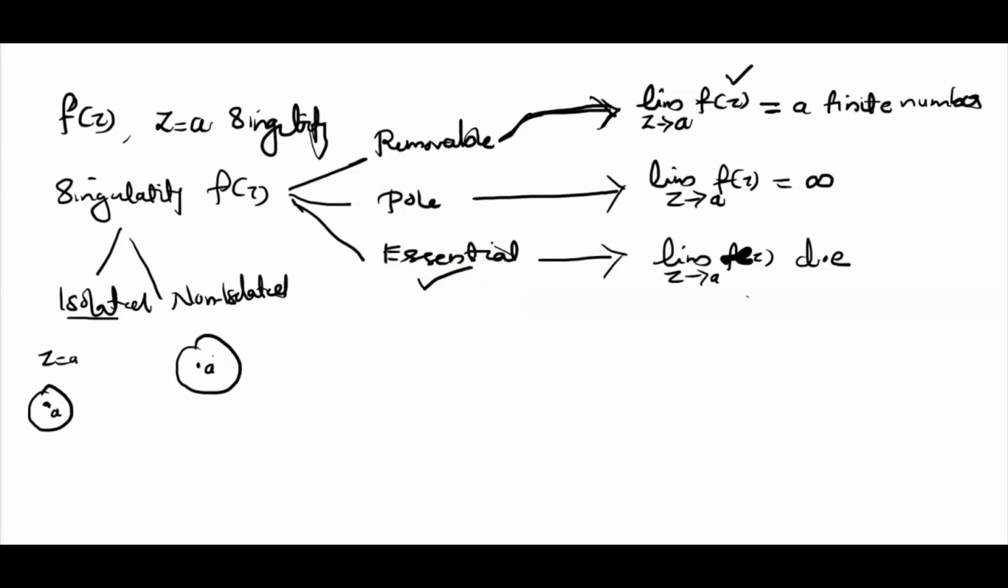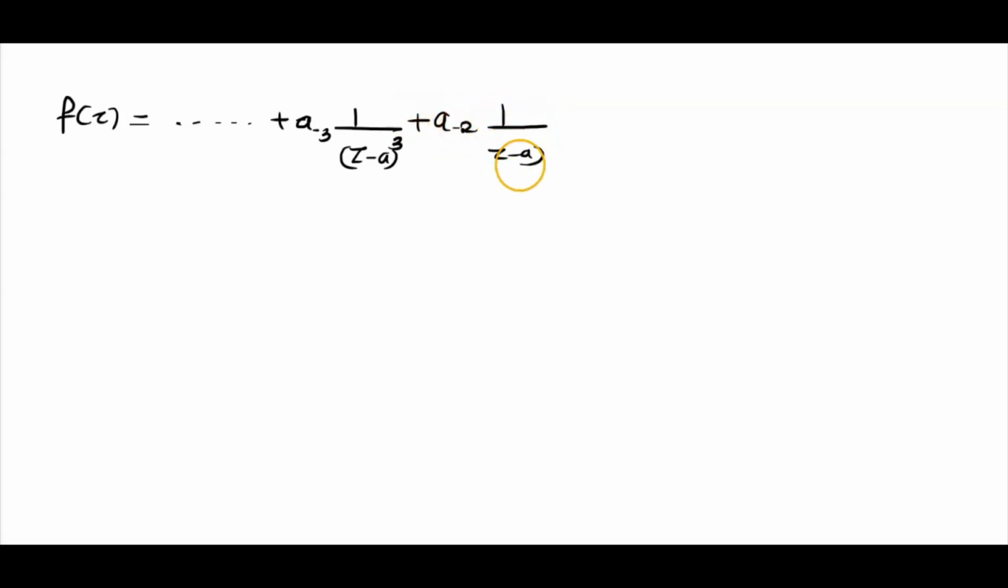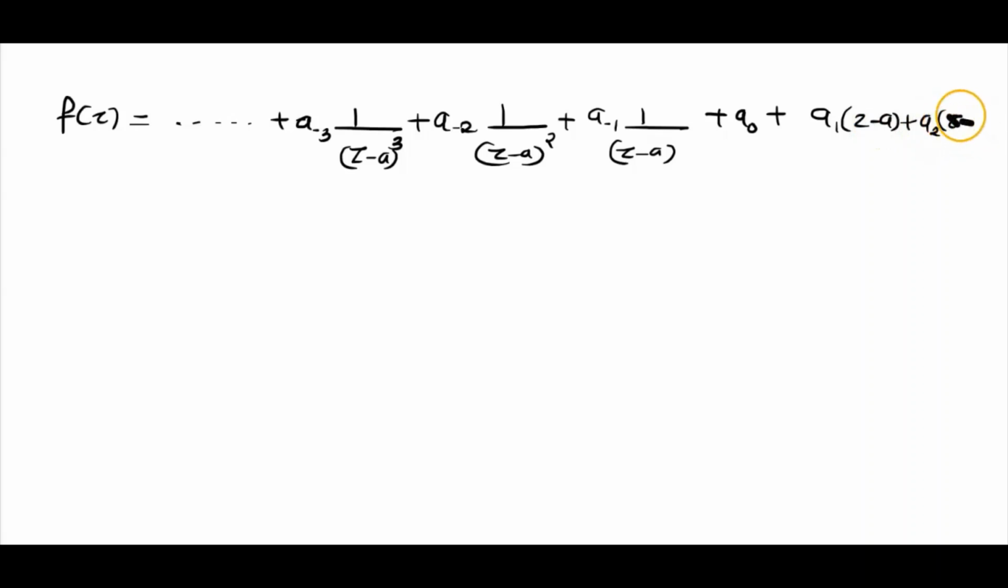Or we can find it using the Laurent series expansion. If f of z has a Laurent series expansion, we have both the principal part and the analytic part, which means we have negative terms. If a is the singularity: a minus 3 over (z minus a) whole cube, a minus 2 over (z minus a) all squared, and the next term a minus 1 over (z minus a) raised to 1. And the next terms a naught, a1 into (z minus a), a2 into (z minus a) all squared, plus a3 (z minus a) all cubed, etc. These are positive powers and these are negative powers. This is the Laurent series expansion of f of z.